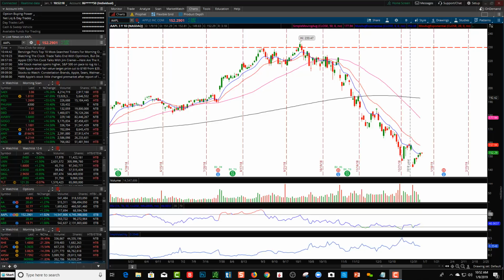So next up, we have moving average lines, right? Moving average lines are very, very popular.